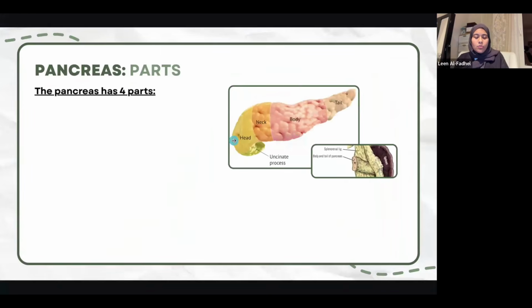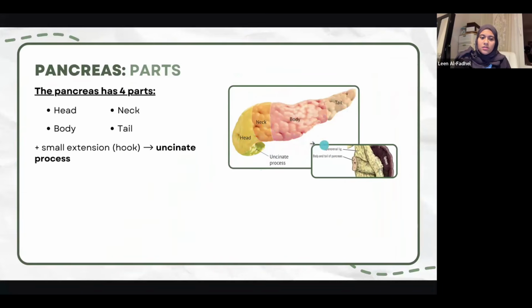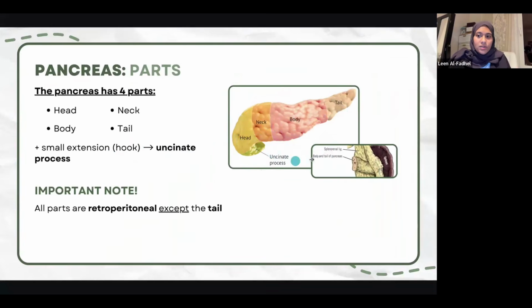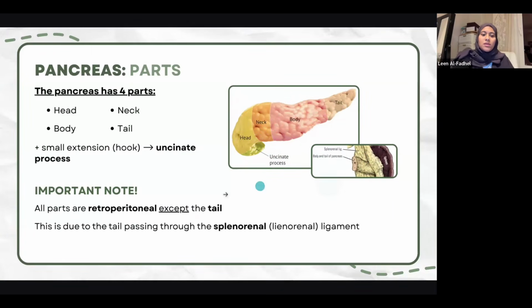Now that we know about the pancreas, let's see the parts. So the pancreas has four parts: the head, the neck, the body, and the tail. And coming out of the head in a hook process is the uncinate process. It's a small extension from the head, which just hooks around to the left. And a very important note here, remember when I said that all parts of the pancreas is retroperitoneal except for the tail? Well, it's because the tail passes through the splenorenal ligament or the lienorenal ligament.